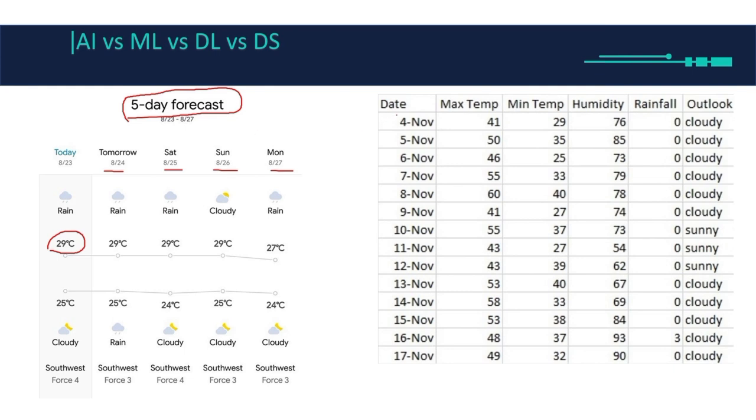Here it took the data from last year. This is the date, this is the maximum temperature on that date, then the minimum temperature, humidity, and rainfall, and the outlook, which is the output, is cloudy, which is written here. And same thing here, the algorithm is going to find a pattern. Let's say the max temperature was 43, the minimum was 27, the humidity was 54, and rainfall was 0, then there's a big chance that day is going to be sunny. Sometimes it's wrong, but most of the time it's correct. Same concept as the previous example, but with this data.